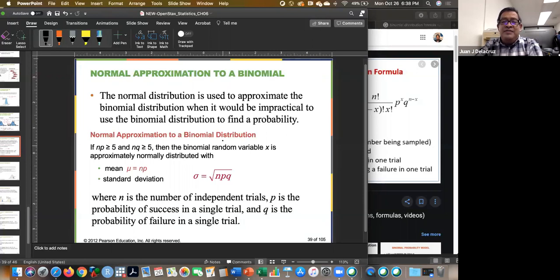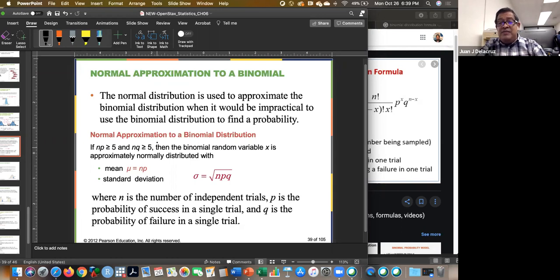But also, once we know that this binomial experiment is truly binomial, we have to check for two things. The first thing is that if I multiply the sample size times the probability of success, that number has to be 5 or higher. The same thing for the probability of failure. If I multiply the probability of failure times the sample size, that number has to be 5 or higher. If any of these numbers is lower than 5, we cannot use the normal approximation.